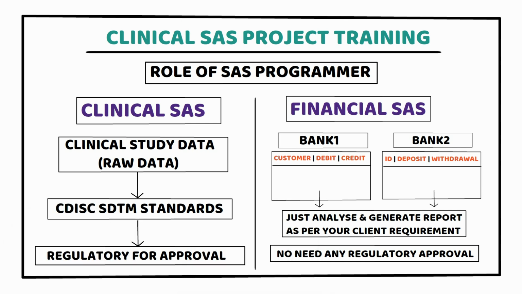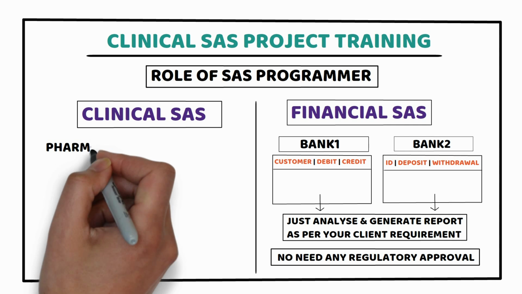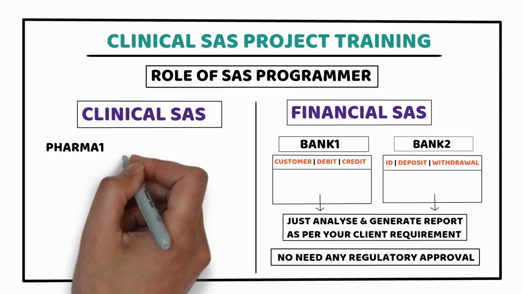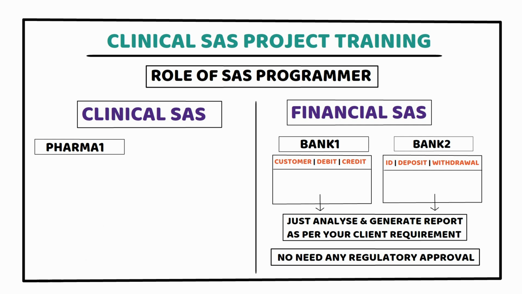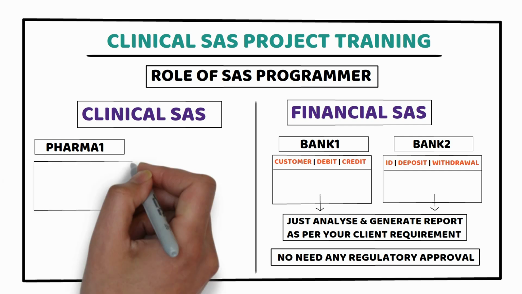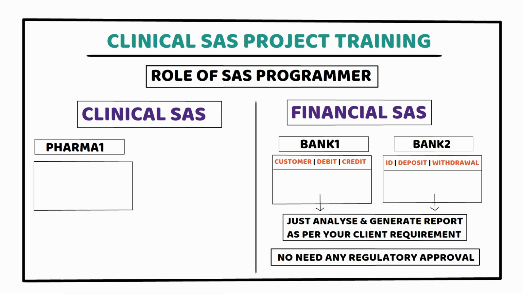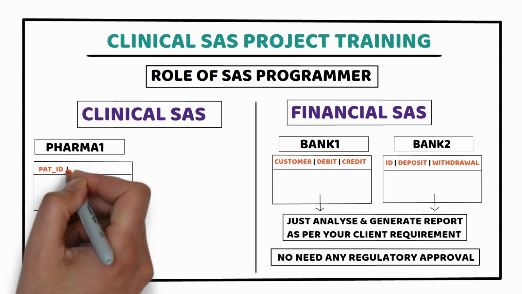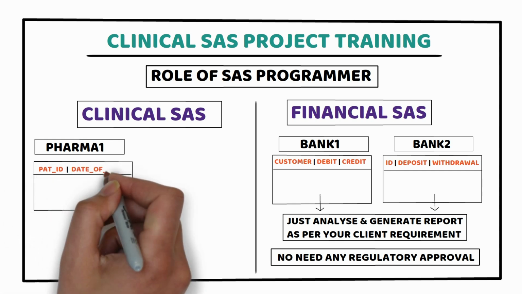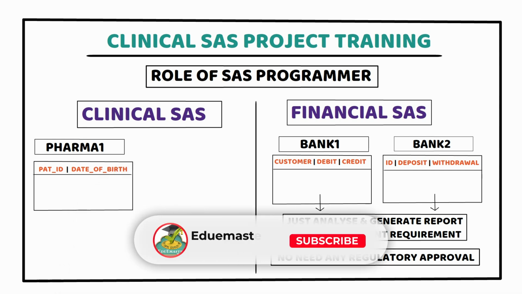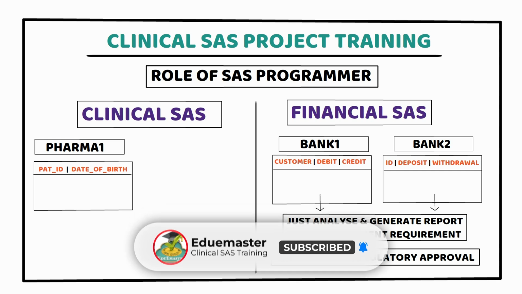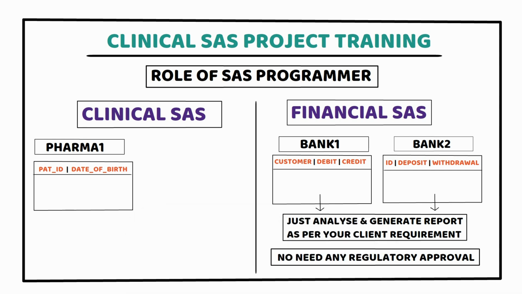Suppose there is a pharma company, say Pharma 1. You have received the data from a pharma company called, for example, Pharma 1. Say there you have received the data as patient ID and their date of birth. Let us stick to patient ID and date of birth for now. We'll keep it as simple as possible since it is the very first session.